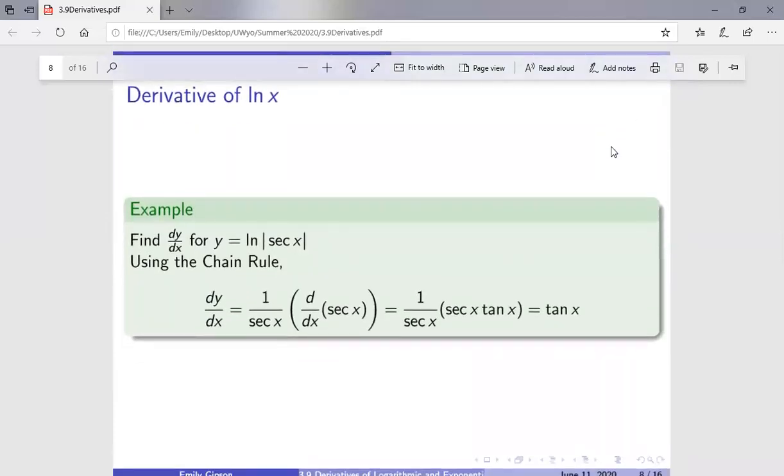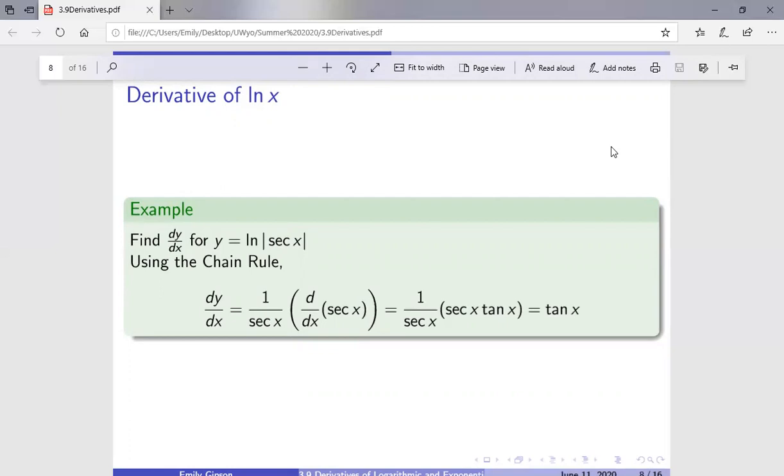Welcome back. So using the chain rule, we're going to take the derivative of the outside. So ln of something has a derivative of 1 over that something. So we get 1 over secant of x times the derivative of the inside. The derivative of secant of x is equal to secant of x times tangent of x. So we're left with secant of x times tangent of x, all divided by secant of x. Our secant of x terms are going to cancel out, and we're left simply with tangent of x.